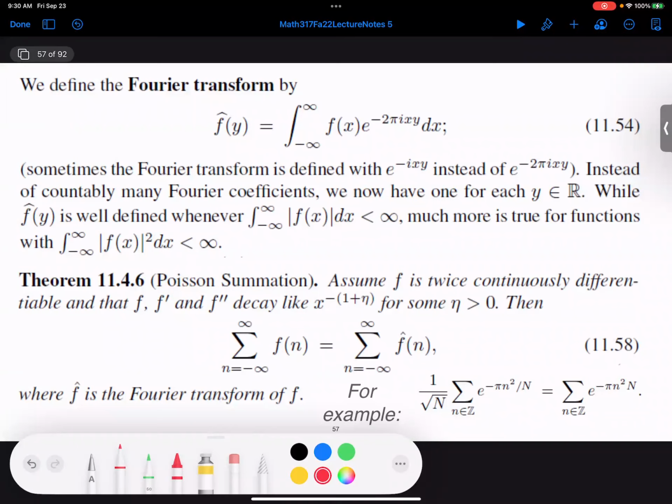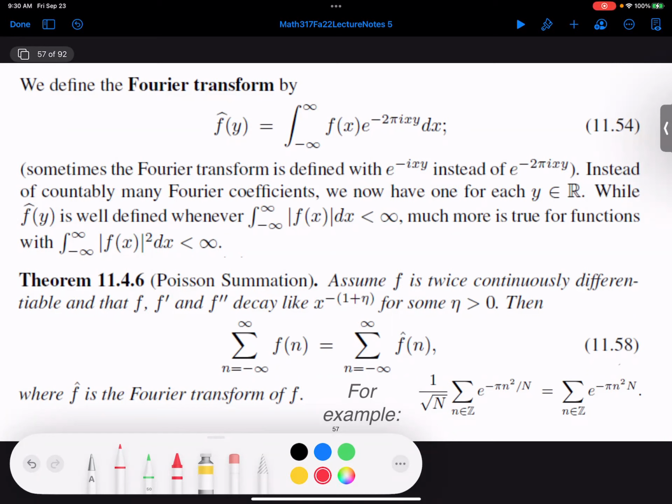Okay? And then there's a beautiful formula called Poisson's summation, which says, imagine, and this is not the most general conditions needed, imagine f prime and f double prime decay at least as fast as 1 over x to a power greater than 1. Then the sum of f over all the integers is the same as the sum of f hat over all the integers. When you see this, the question that should come to mind is, who cares? It turns out that this is extremely useful in a lot of problems in number theory and in probability.